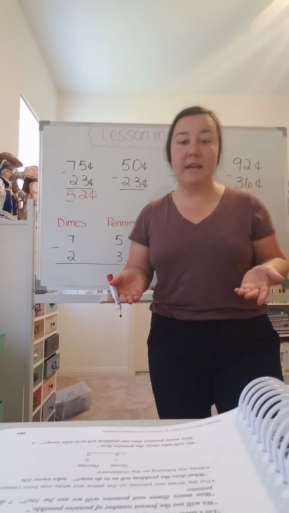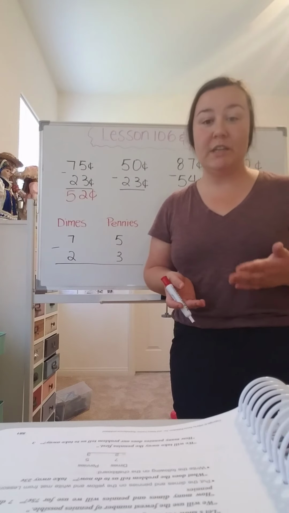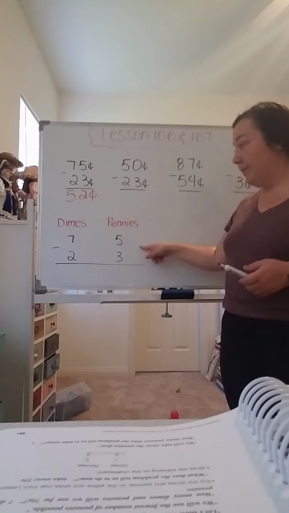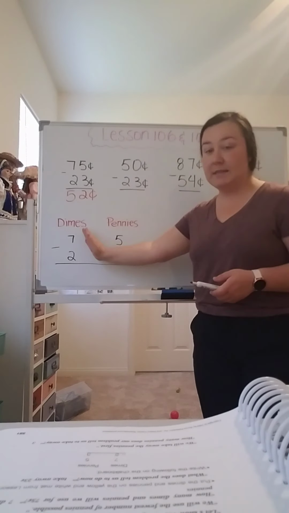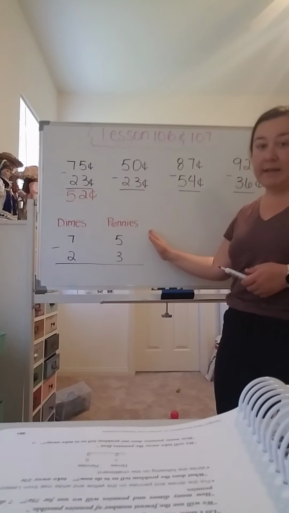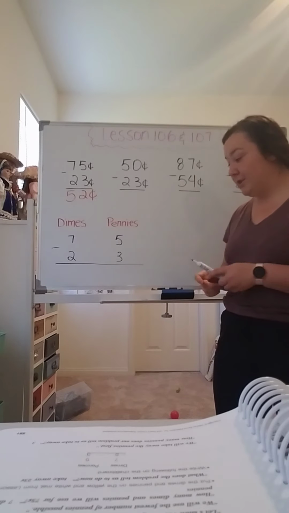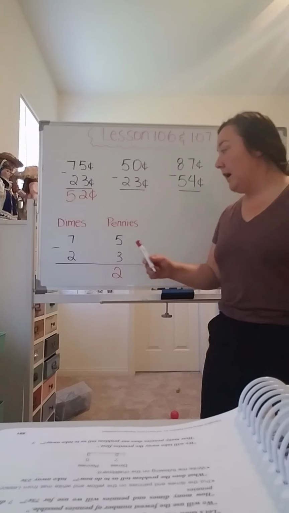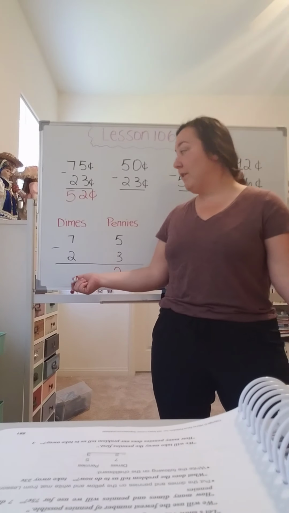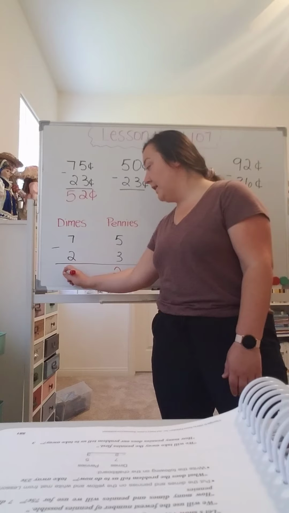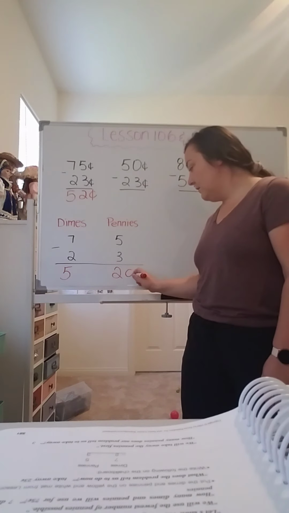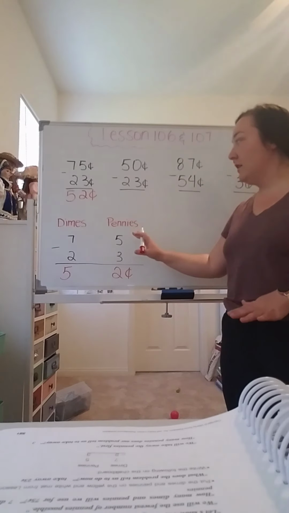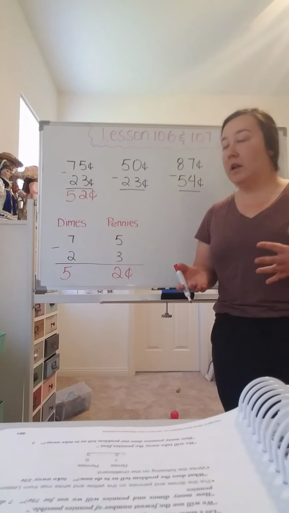And now, since we're subtracting two-digit numbers using dimes and pennies, I wrote this example here so you can see that this side is dimes and this side is pennies. So again, 5 minus 3 is 2, so we have 2 pennies on this side. And 7 minus 2 is 5, 5 dimes on this side. Okay? All right, so this was a simple subtraction to get you started.